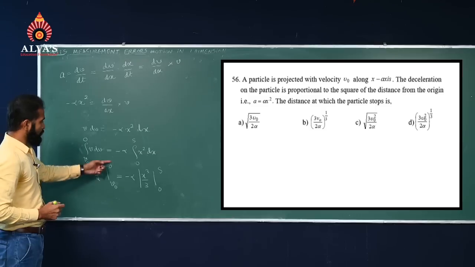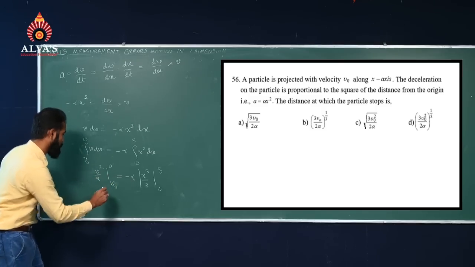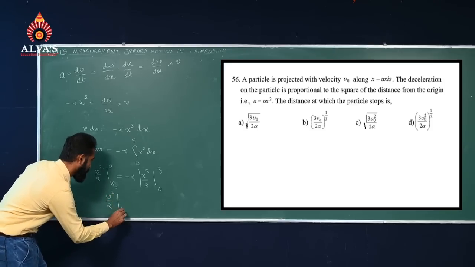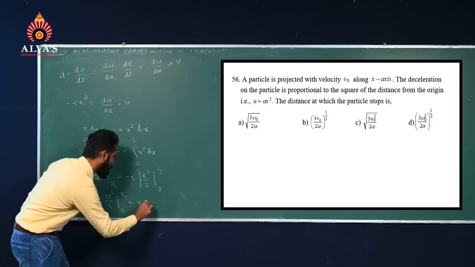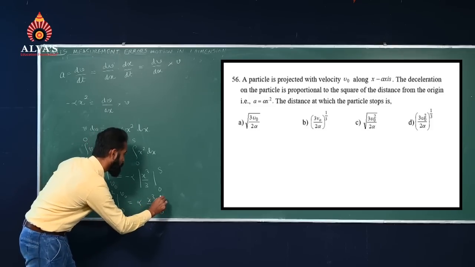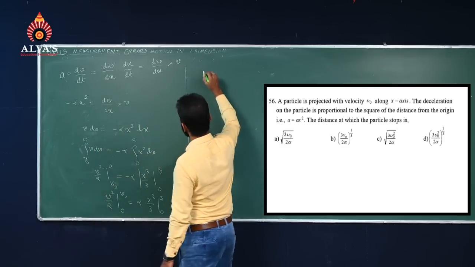So I'll change the limits here, I'll interchange the limits. This will become minus, this minus and this minus will cancel. So v squared by 2, let me write it as from 0 to v0. So on the other side, alpha, we have x cube divided by 3 from 0 to some value s. Now let us substitute the limits.